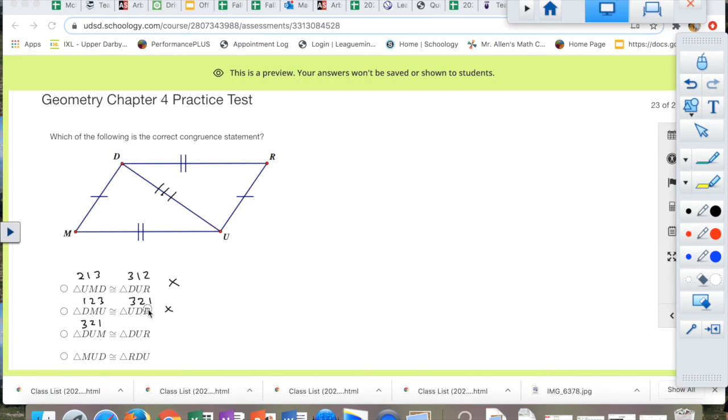So we need this one that would match that one. So it's not the same. DUR, we got 3, 1, 2. MUD: 2, 3, 1. RDU: 2, 3, 1. Oh, I was getting nervous. I wanted to make sure that we got one. I don't think any answer has been D so far. So the third choice there, or fourth choice on mine, I don't know if you'll have the same. But MUD is congruent to RDU.